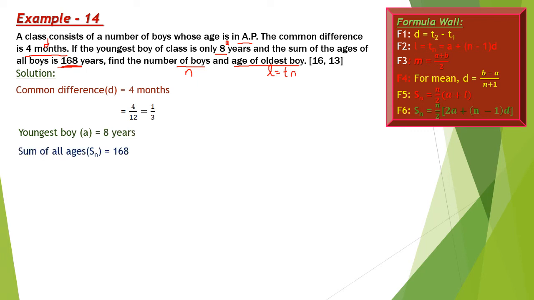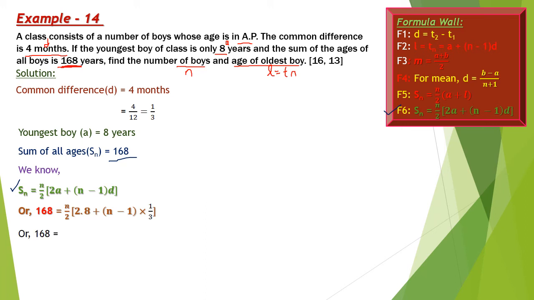Now we have the formula. We are going to apply the formula F6. You can see Sn is equal to 168, the value of a is 8, 2 into 8, plus we don't have the value of n, and we have the value of d, 1 by 3. Only n is unknown, so in this way we can easily find the value of n.